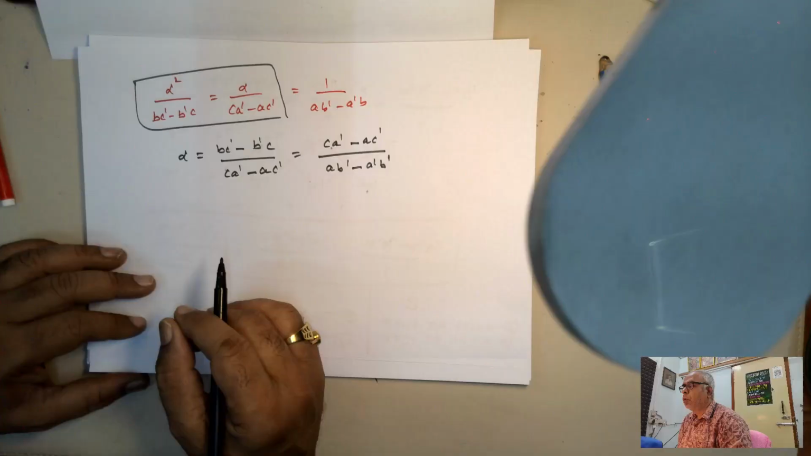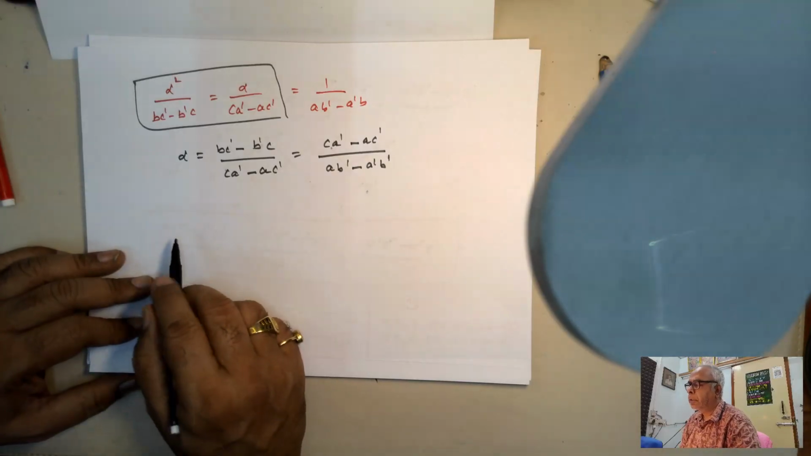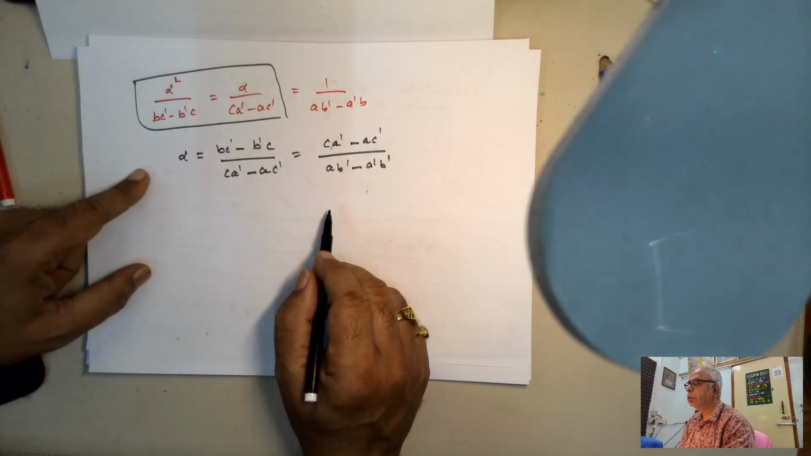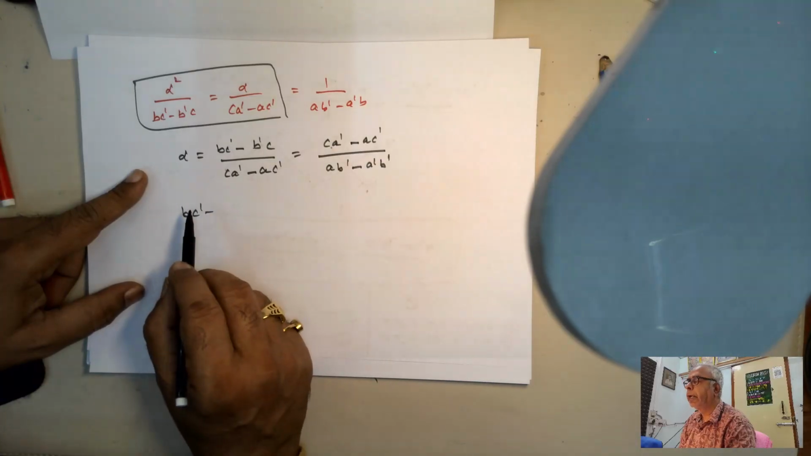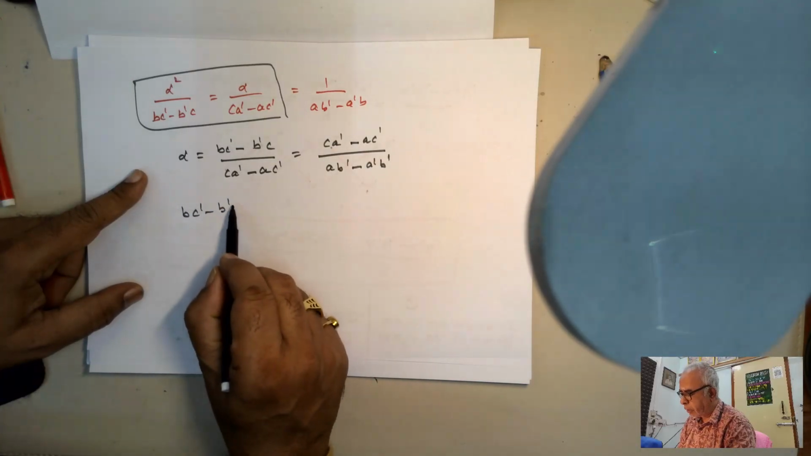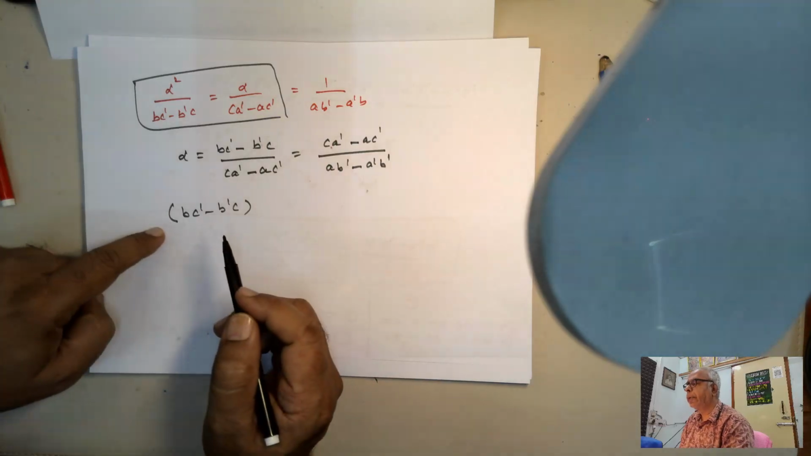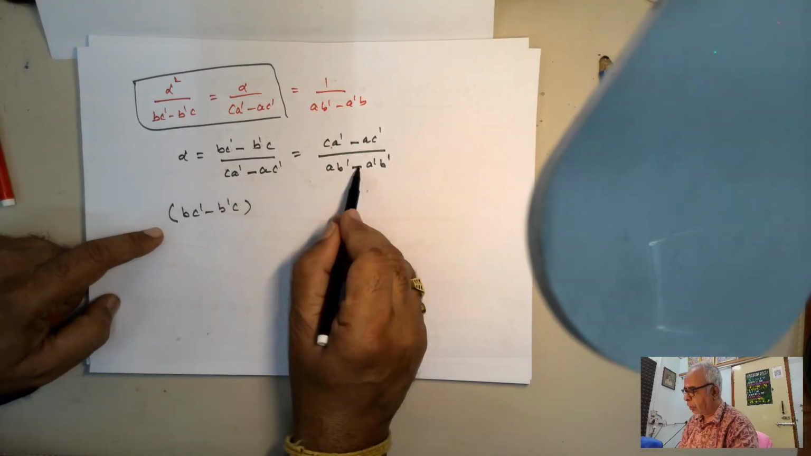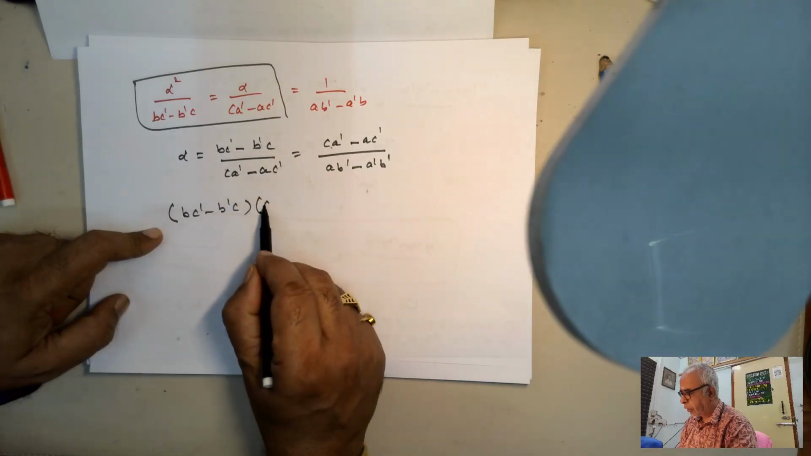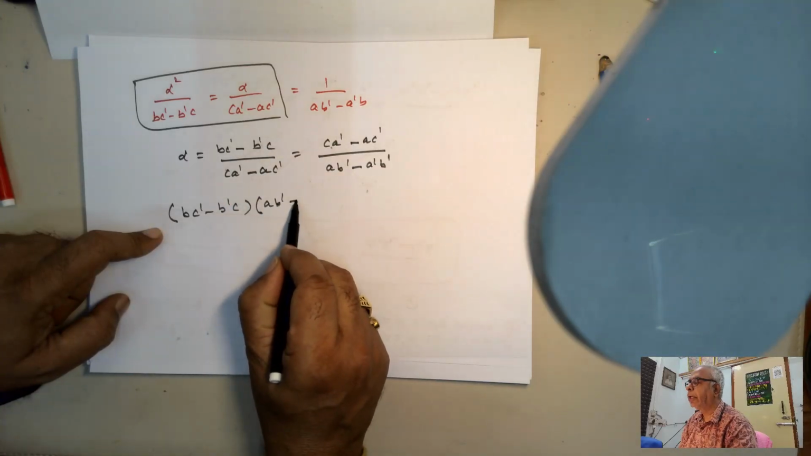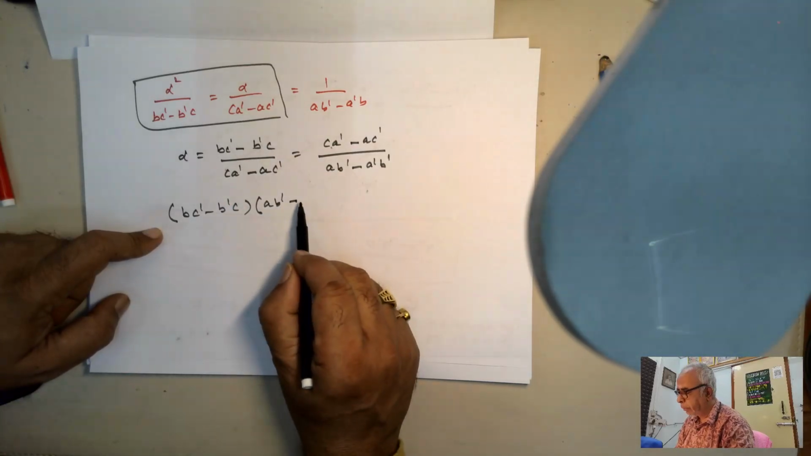Okay. Now the condition is BC dash minus B dash C. You can multiply this into this one, AB dash. You can cross multiply. AB dash minus B dash A.